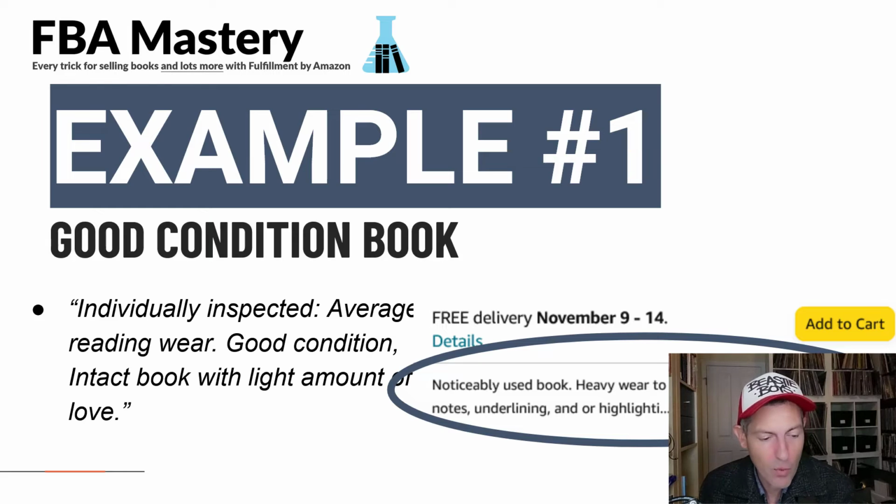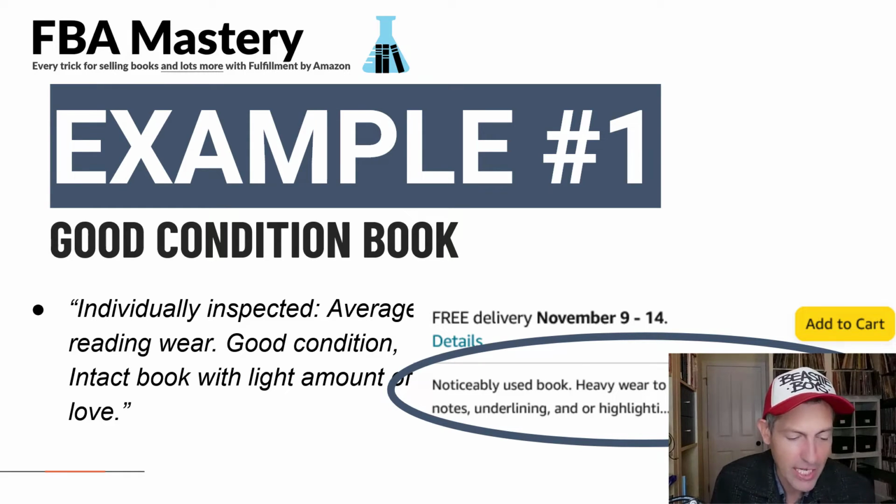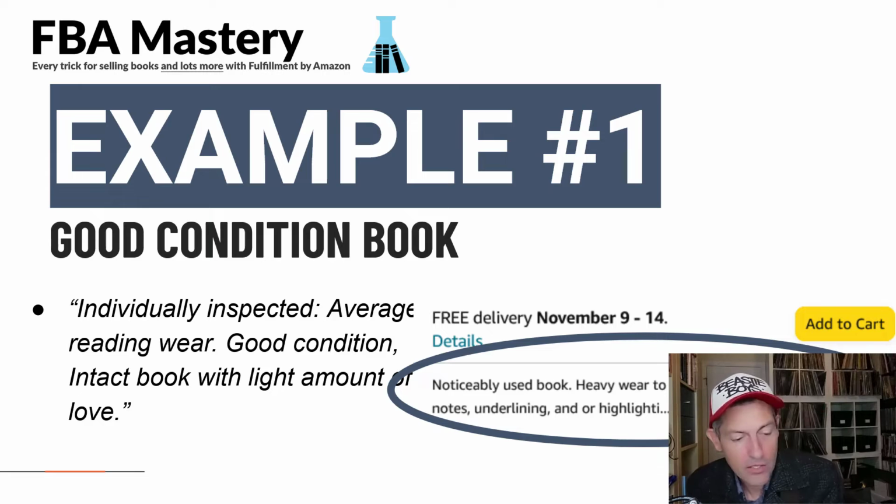Okay, so example number 1: individually inspected, average reading wear, good condition, intact book with light amount of love. This might be my favorite of all the examples I'm going to give you. So again, you're highlighting individually inspected. I'm sounding like a broken record here, so forgive me, but individually inspected, check that box. What is the actual blemish? Well, average reading wear. I like the words reading wear or shelving wear.